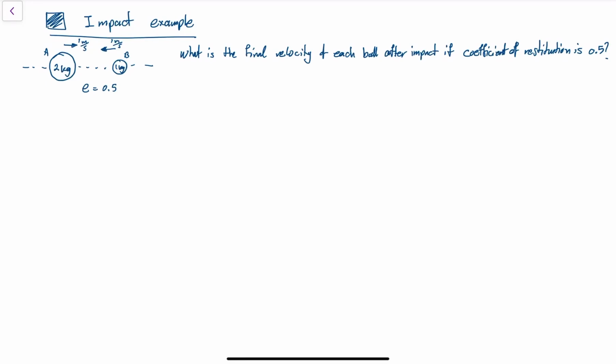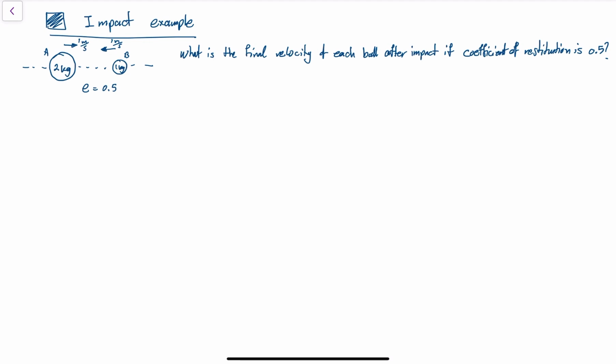Here is an example of impact between two objects. It's a very simple example. I have two balls. One is 2 kilogram, the other one 1 kilogram. Both of them are traveling at the same velocity toward each other. And the coefficient of restitution is half. We want to find the final velocity of each ball after the impact.